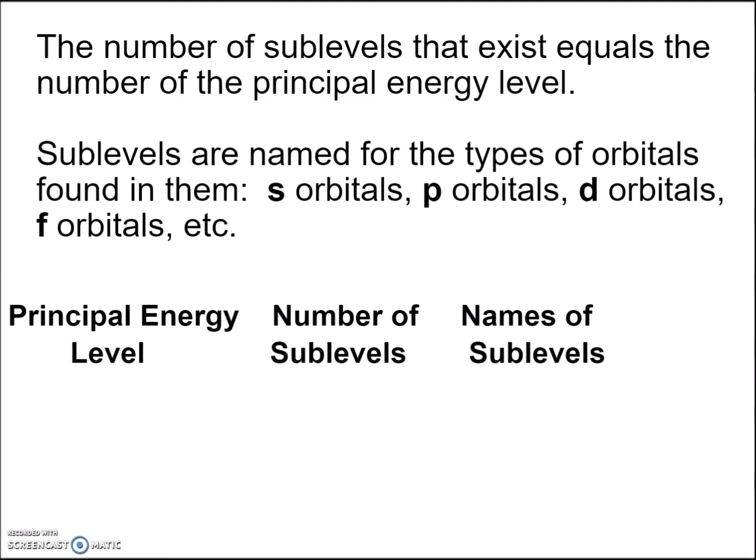We're going to list the principal energy level, the number of sublevels that exist within that principal energy level, and then we're going to name the sublevels. In the first principal energy level, there is one sublevel. Notice that the number of sublevels that exists is equal to the numerical value of the principal energy level. And since there's one sublevel that can exist, and we always start with the S sublevel, we name that sublevel the 1S sublevel.